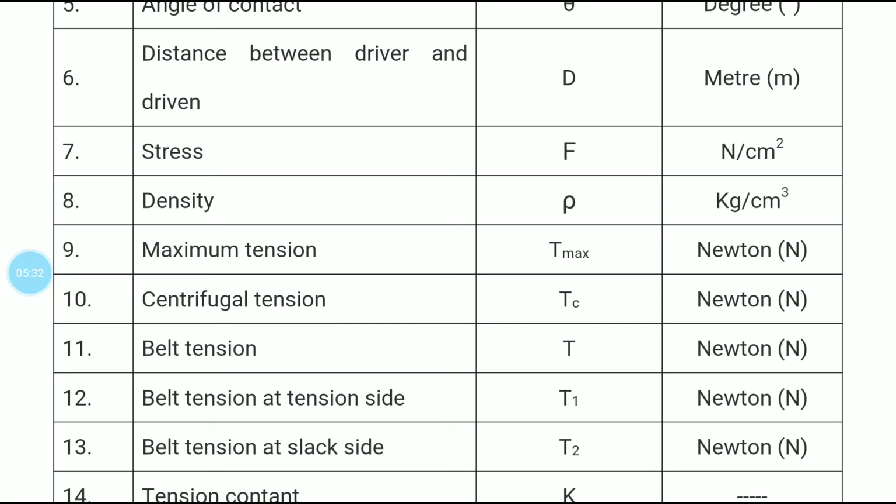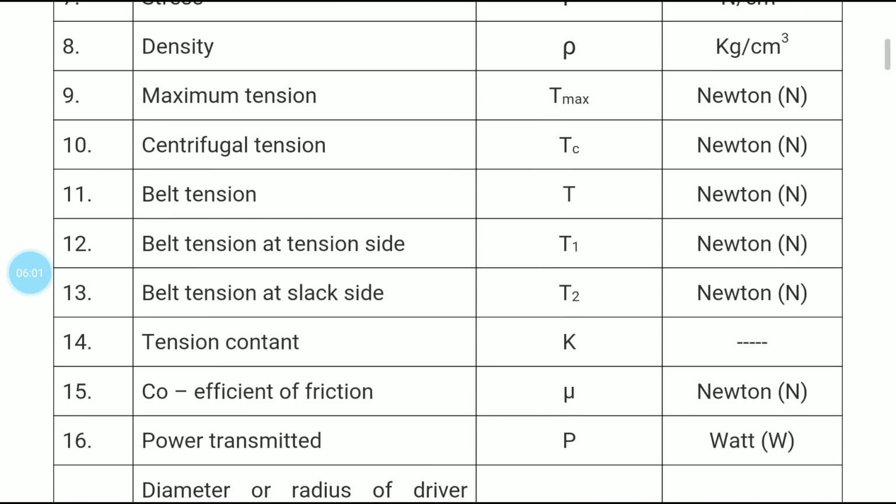Maximum tension, T max, unit is Newton. 10th one is centrifugal tension, TC, Newton. 11th one is belt tension, capital T, Newton. 12th one is belt tension at tight side. Sorry, it is not tension, it is tight. So belt tension at tight side, T1, it is Newton. 13th, belt tension at slack side, T2, Newton.